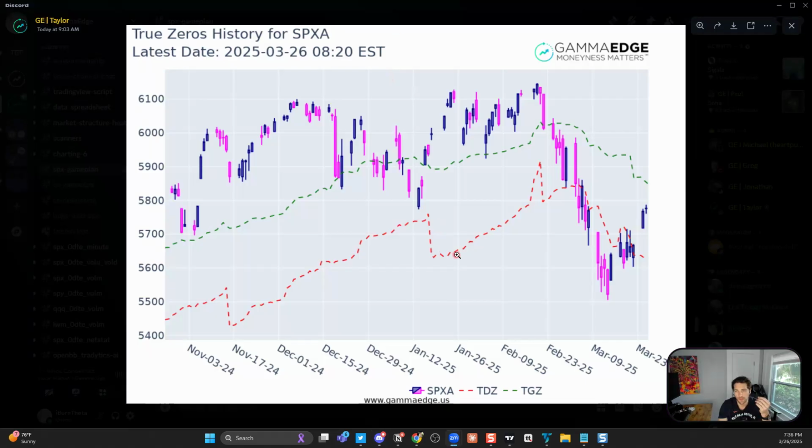Before moving on to SPXP, another data point I want to discuss quickly for SPXA. These are our true delta and true gamma zero plots. This is just a time series of them. This is a proprietary calculation where we're determining the theoretical balance points between calls and puts in the structure, both from a point of view of delta and gamma, and these are price insensitive calculations.